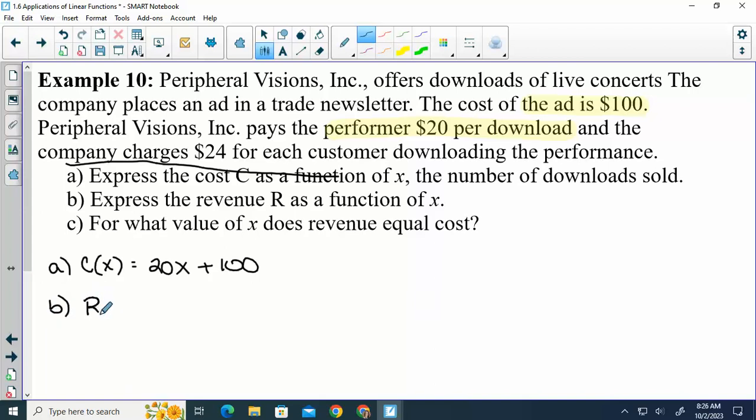B, express revenue as a function of X. Revenue is the money you're bringing in. Not necessarily your profit, but the money that is coming into the company. What are they getting paid? 24. They get paid $24. Is that one time or repeated? Yeah. Repeated. Every time it's downloaded, they get $24. So that's my slope. Is there a y-intercept? Is there any lump sum payment that they are receiving? No. So my y-intercept is just zero right there. My revenue is just 24x.